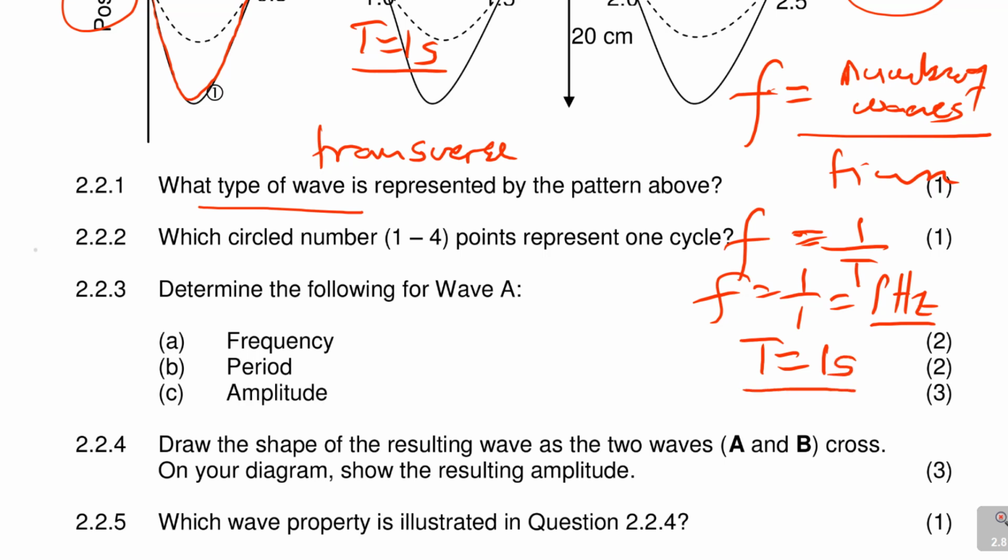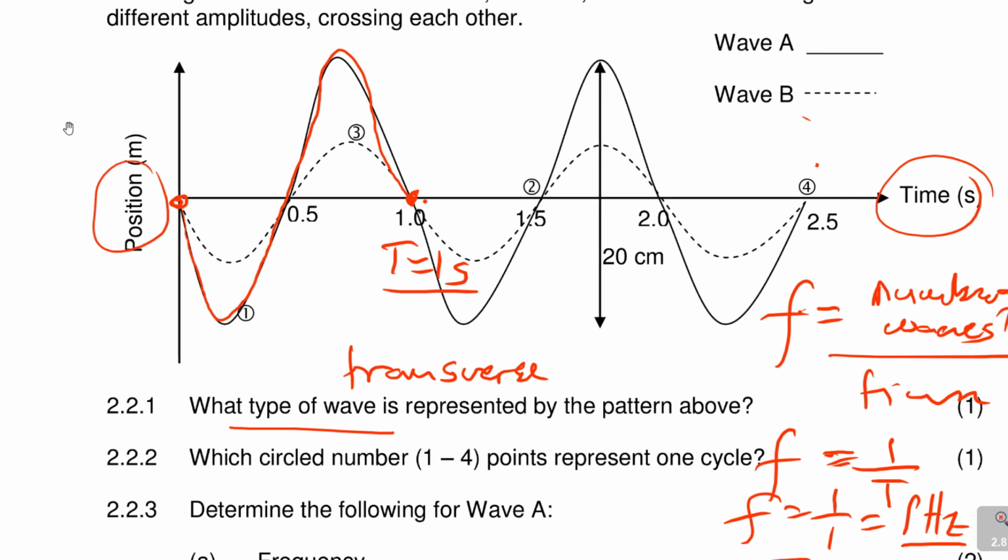For the amplitude, you can see the amplitude there. They trick you again. This is 20 centimeters. What about from here to there? The amplitude is that distance from crest to rest, which is 20 divided by 2, which is 10 centimeters.